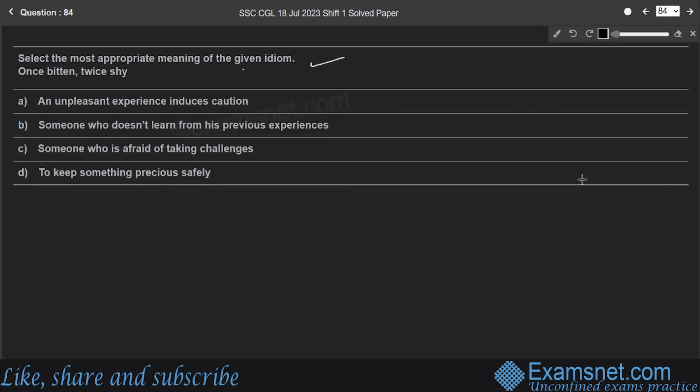Question 84. Select the most appropriate meaning of the given idiom. Once bitten, twice shy. So the meaning of this idiom is: an unpleasant experience induces caution. Option A is the right answer. Which means the first unpleasant experience makes a person shy or cautious when dealing with the same thing again, right? Therefore, option A is the right answer.